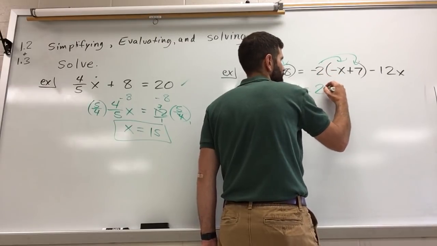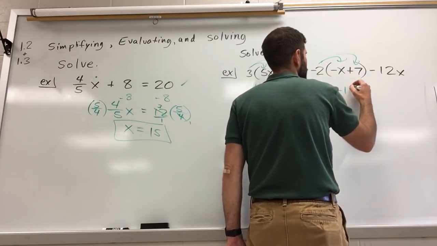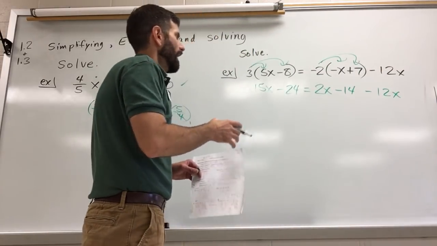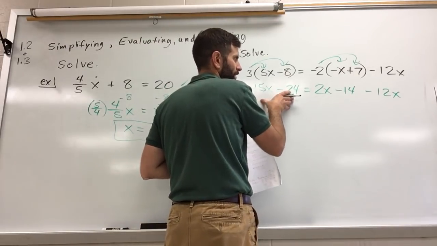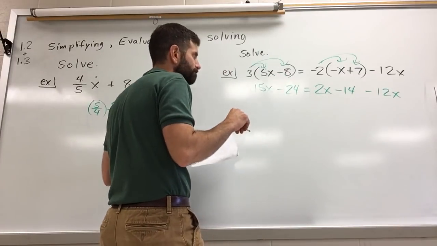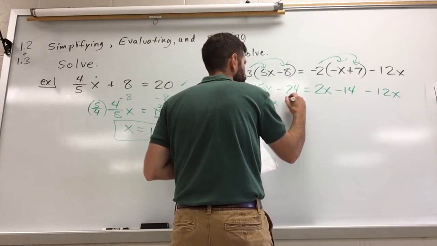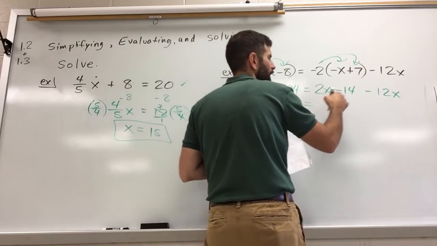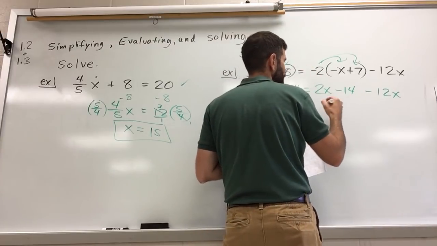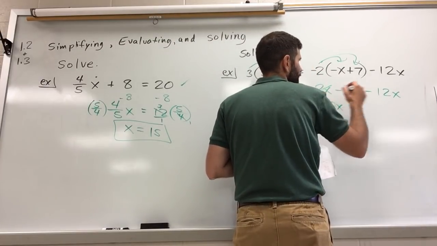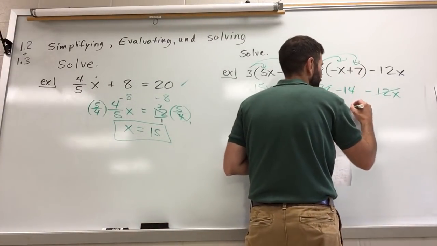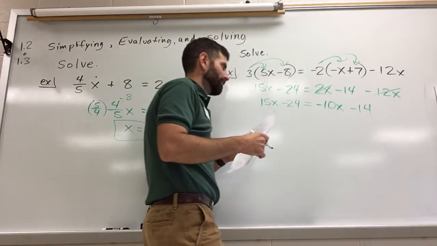Negative times negative is positive 2x. Negative 14. I'm going to go ahead and bring down the rest of it. There's no more simplifying I can do on this side. This expression can be simplified more because we have like terms there. So I'm going to rewrite this, leave it alone. And a 2x minus a 12x is going to be negative 10x. Again, I'm marking it out just to stay updated on where I'm at. And I've still got this minus 14 left over.